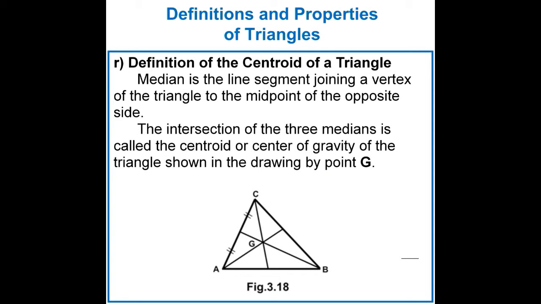In this third slide of this third class of chapter 3 of this course of basic geometry, figure 3.18 is presented, which introduces the concept of centroid, or center of gravity of a triangle. Initially, the definition of a median of a triangle is presented as a line segment joining a vertex of the triangle to the midpoint of the opposite side. The intersection of the three medians is called the centroid, or center of gravity of the triangle, shown in the drawing by point G.